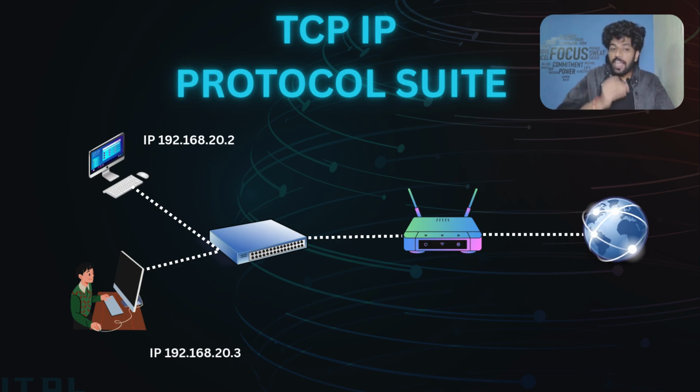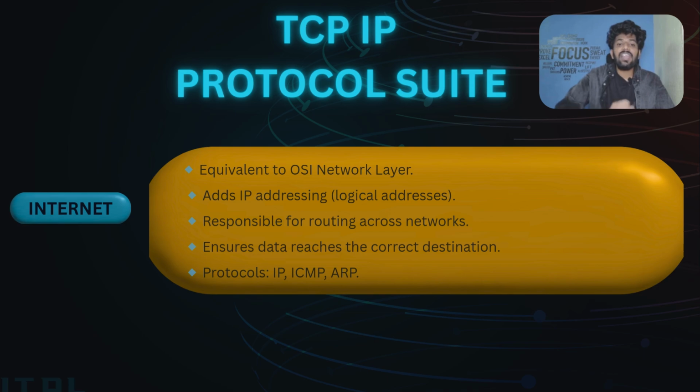It also ensures that your data can travel across multiple networks, not a single network, and still reach the correct target. So this is all about the internet layer. In this layer, we use very important protocols, that is IP, ICMP and ARP.